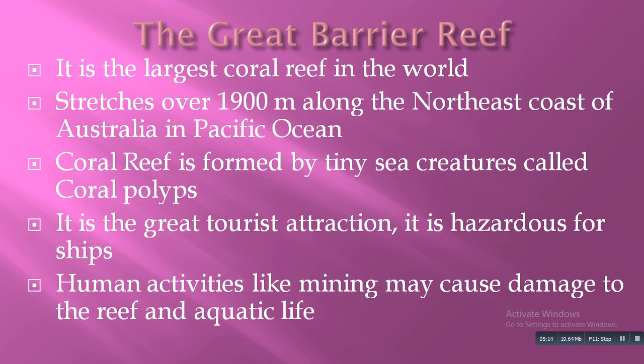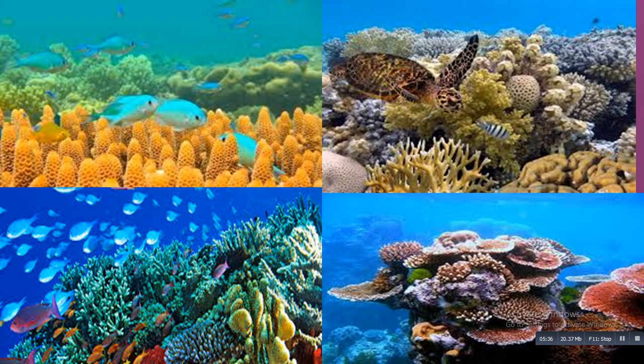Although it is a great tourist attraction, it is hazardous for ships. Human activities like mining may cause damage to the reef and its aquatic life. So this is about the Great Barrier Reef. Here is the picture of the Great Barrier Reef. As I already told, it is formed into a ridge-like structure in many shapes and sizes, and it occurs in pink, red, white colors, different colors we can see.